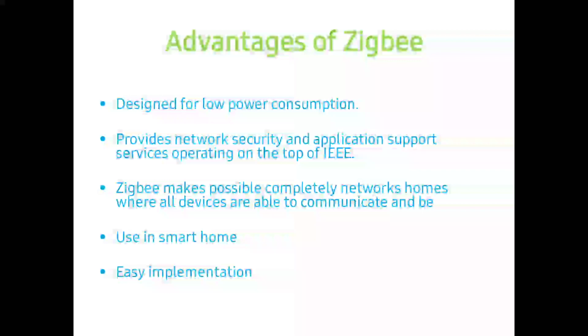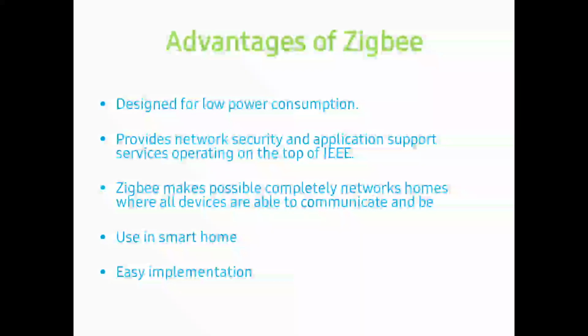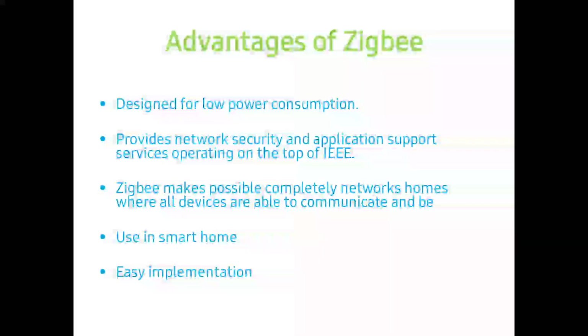What are the advantages of ZigBee? It is designed for low power consumption, and provides network security and application support services operating on top of IEEE 802.15.4. ZigBee makes possible completely networked homes where all devices are able to communicate, and it is used in smart homes and is easy to implement. Thank you.